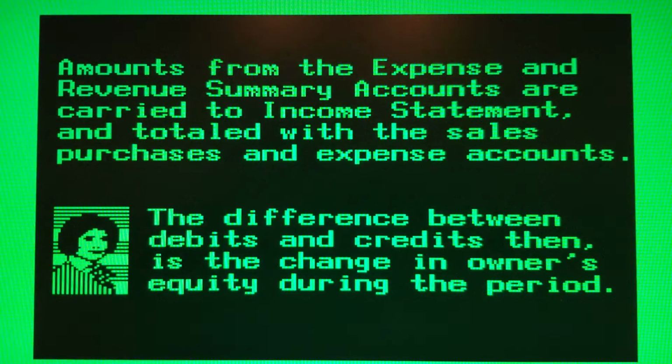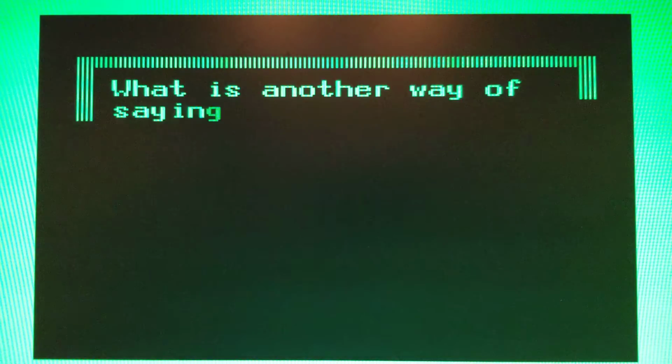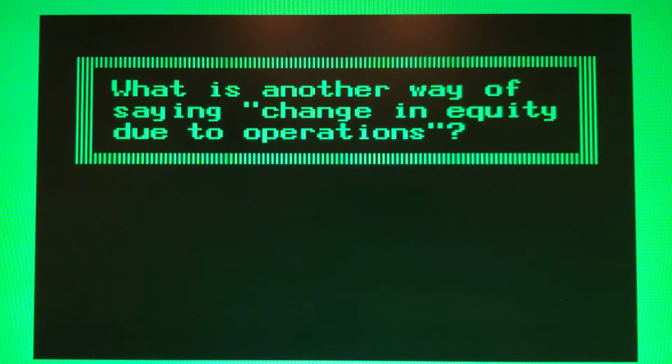The difference between debits and credits, then, is the change in owner's equity during the period. What's another way of saying change in equity due to operations?